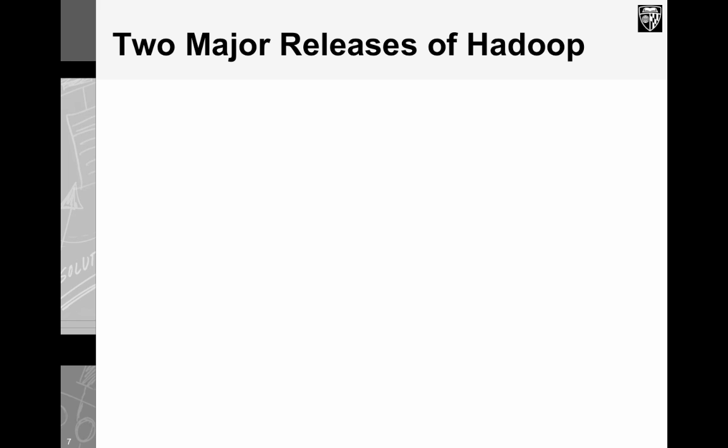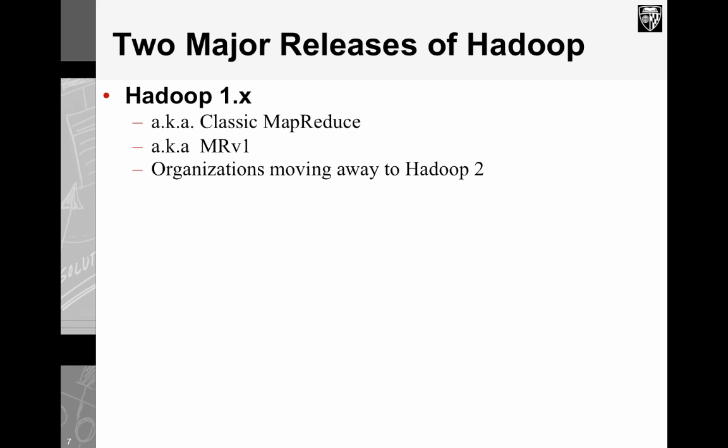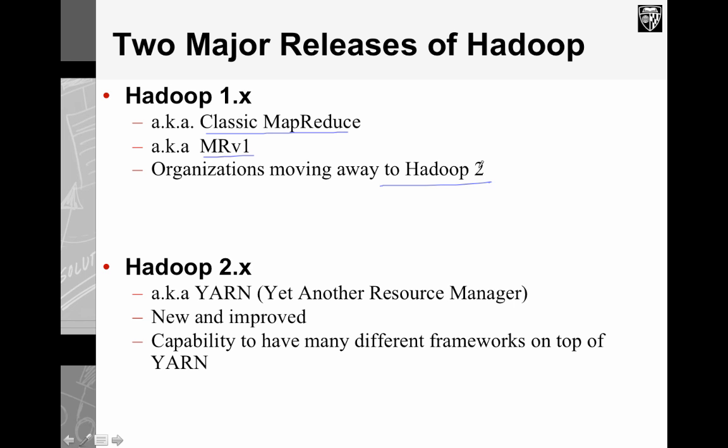There are two major releases of Hadoop. There's Hadoop 1.x, which is also called Classic MapReduce, or MRV1. Many organizations used to use this. Now those organizations have started moving over to Hadoop 2. Hadoop 2 is also called Yarn, Yet Another Resource Negotiator. It is the new and improved version of Hadoop. And the great thing about Yarn is that it has the capability to have many different frameworks run on top of Yarn.